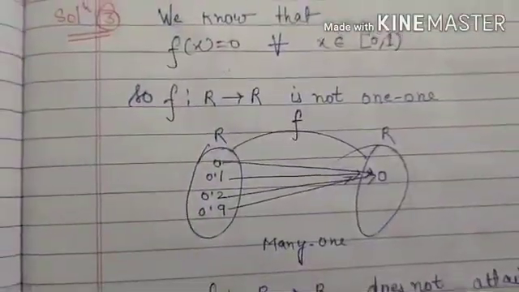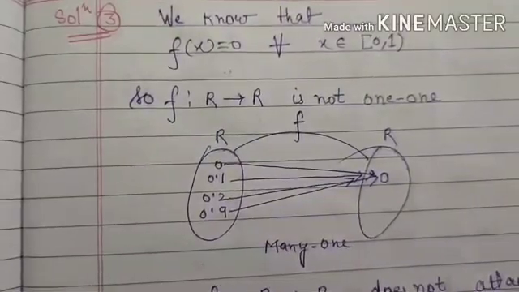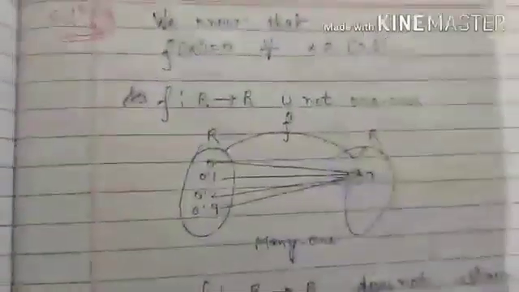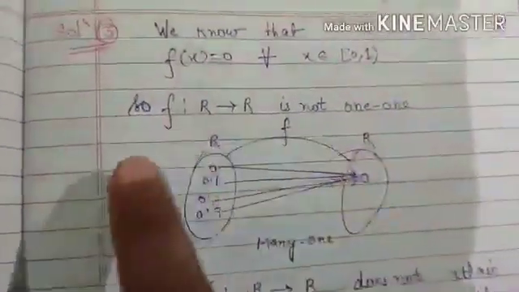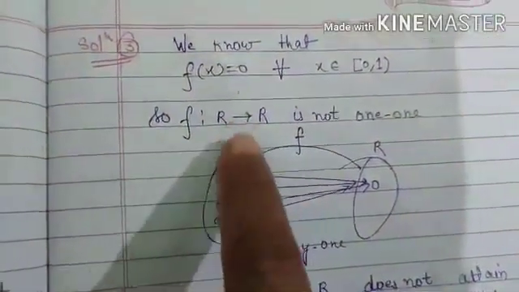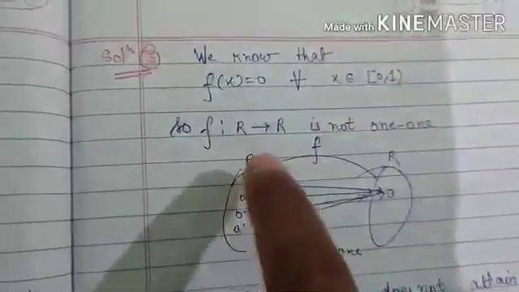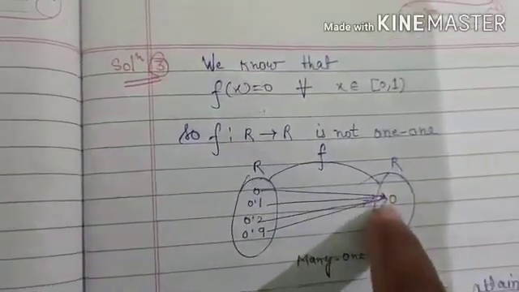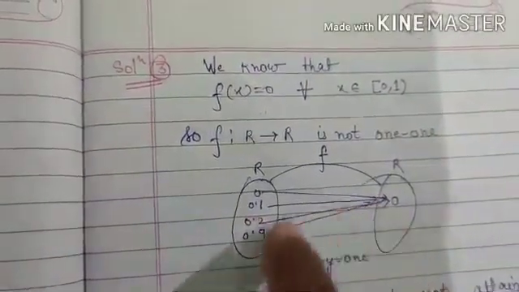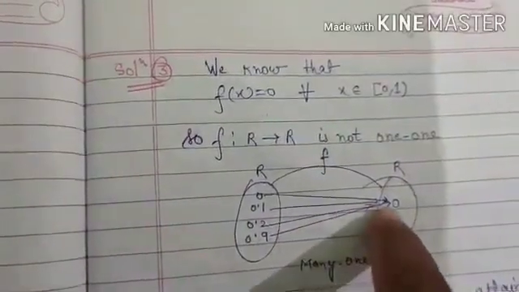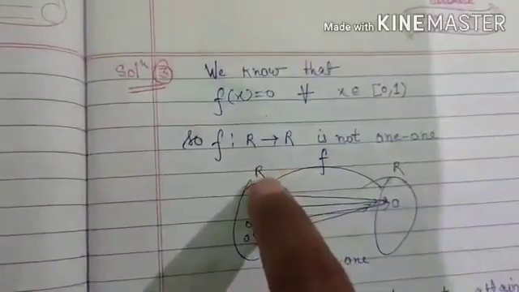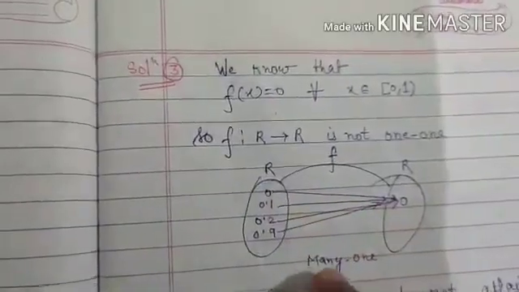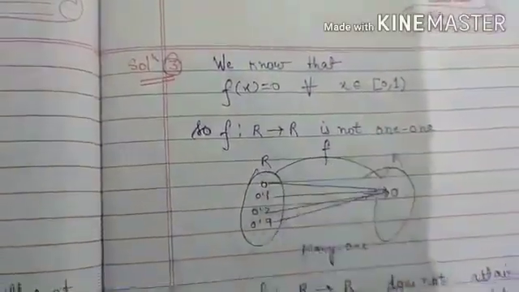Now see the solution. We know that f(x) equals to 0 for every x belongs to [0, 1). Here 0 is included but 1 is not included. So f such that R to R is not one-one. Why? Because 0 will be mapped on 0, 0.1 will be mapped on 0 again, 0.2 is mapped on 0 again, and 0.9 is also mapped on 0. All the numbers between 0 to 1 including 0 will be mapped on 0 only. So it is many-one function, not one-one function.